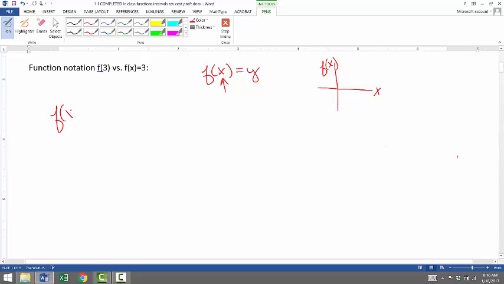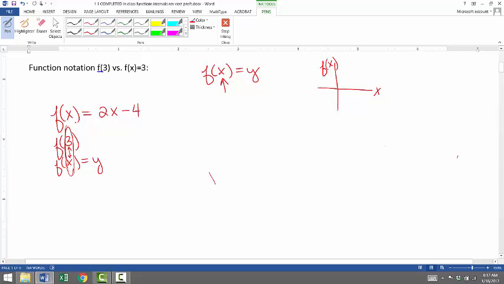So for example, if we had the function f of x equals 2x minus 4, if I were to ask you to find f of 3, you can compare that back to f of x is y. You notice here that inside the parentheses where we usually find the x, I've replaced the value inside the parentheses with 3. In other words, x is 3. So we're saying evaluate f of x equals 2x minus 4 when x equals 3.